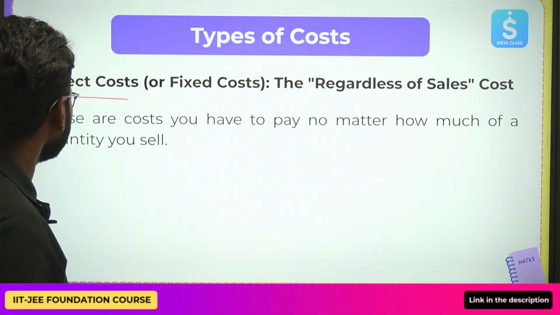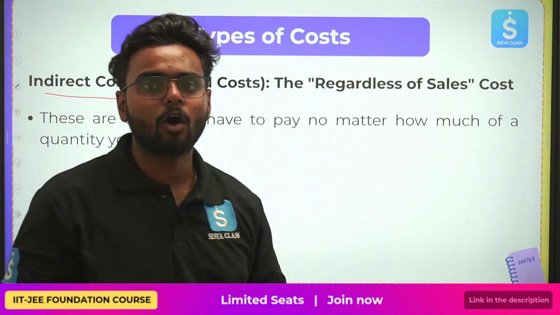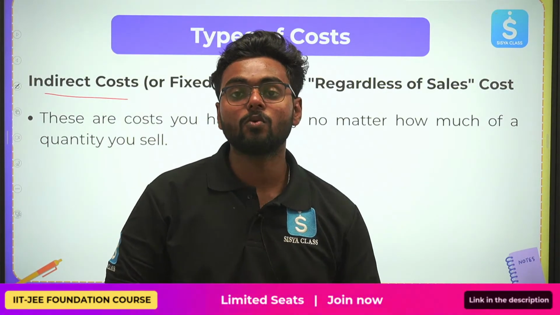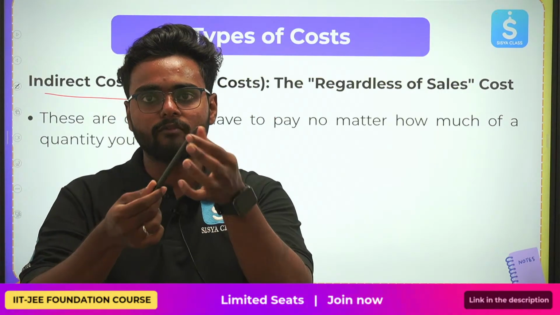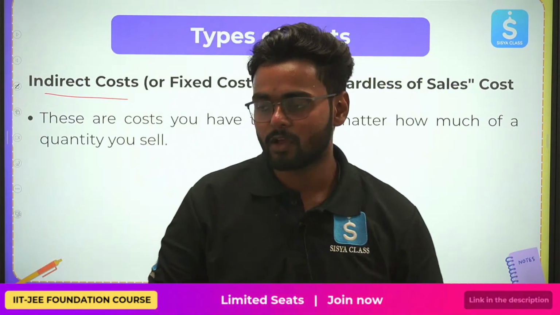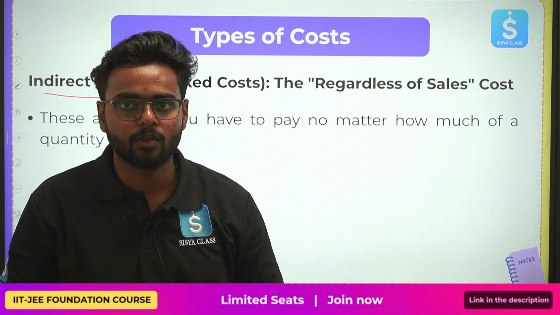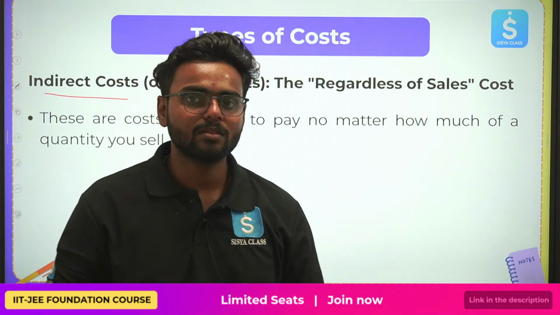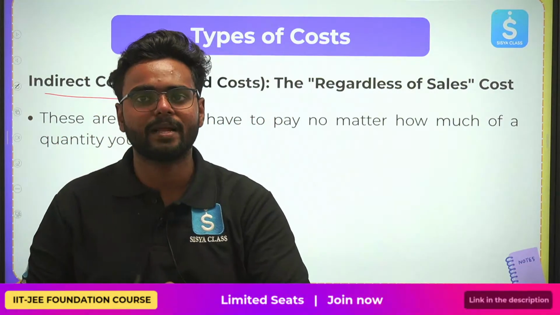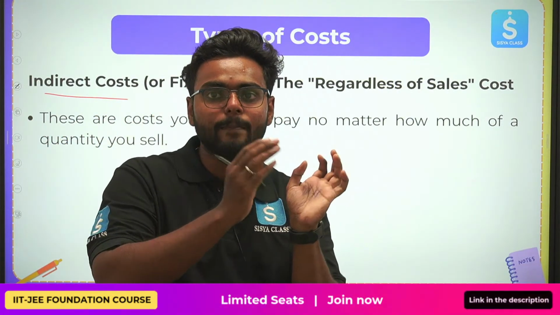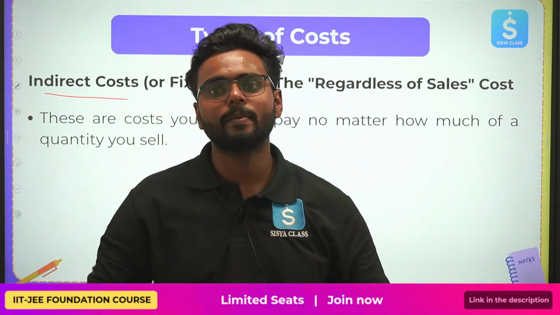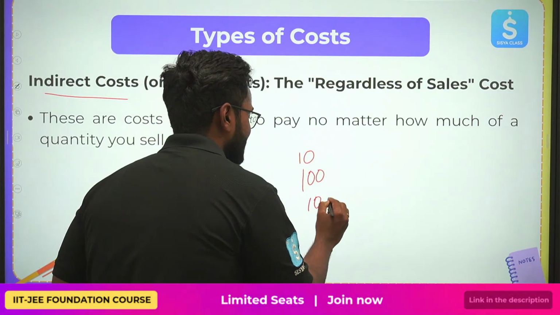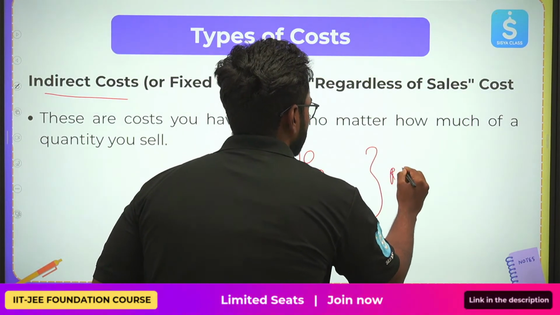Coming to indirect or fixed cost, you could call it the regardless-of-sales cost. These are the costs that you'll have to pay no matter how many you sell or how many you make. Let us take the same example. You're making pens, now you want to store them, right? You can't keep all the pens within where you are, so you'll be renting a space. Now that space can occupy a certain number of pens, right? So no matter how many pens you produce, up to that extent, you will need to pay the same rent amount. If you are making 10 pens, 100 pens, 10,000 pens, any number, the rent will remain constant.